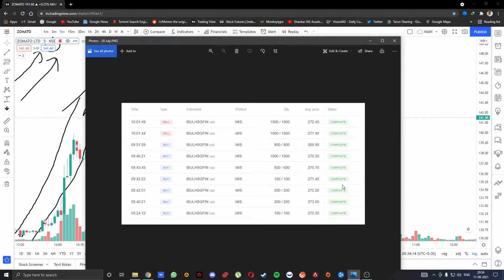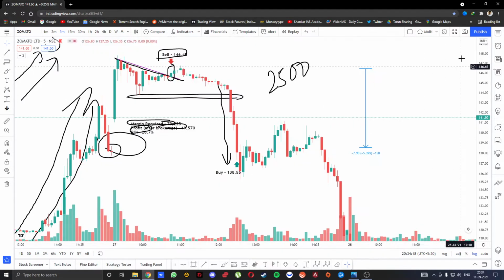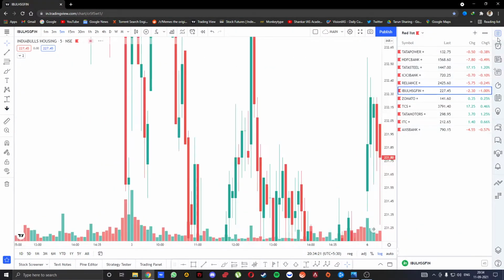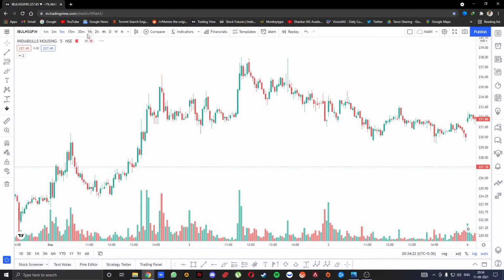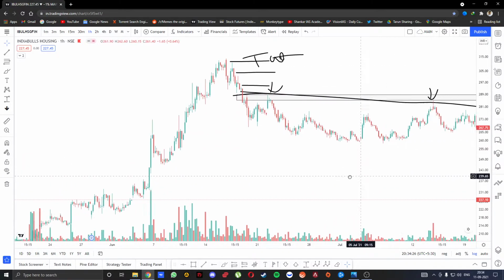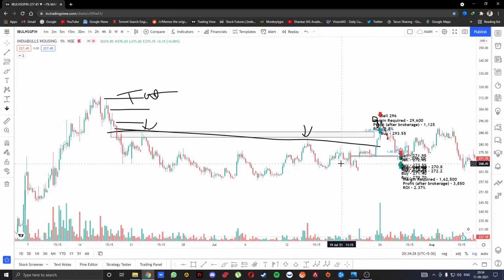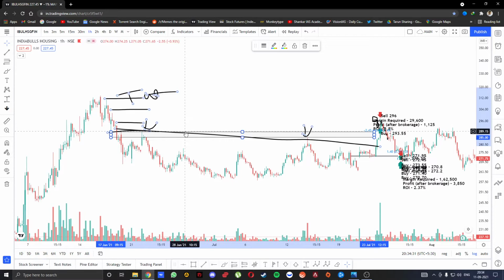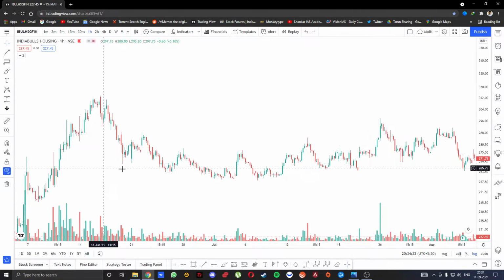Let's go to 28th of July. So this was the trade in India Bull Housing Finance. Let's go to India Bull Housing Finance again. Now I'm going to take you to the 1 hour chart. I shared this on Telegram as well. Let me clear all this. Let me hide it for 1 second.